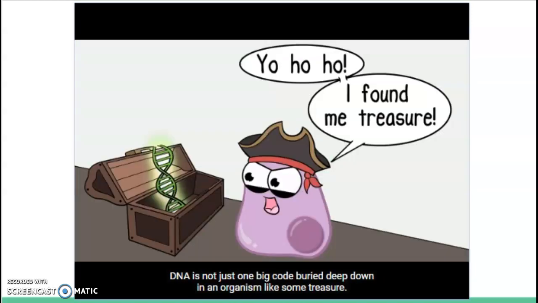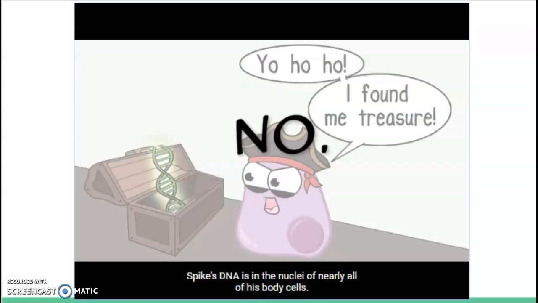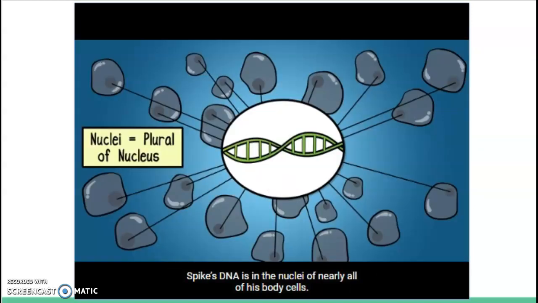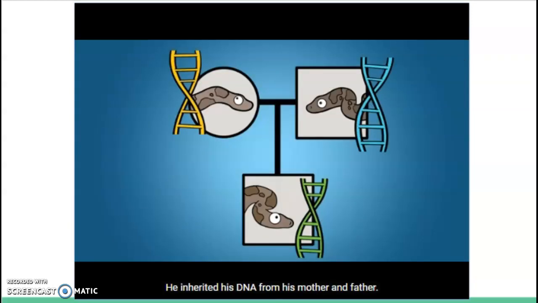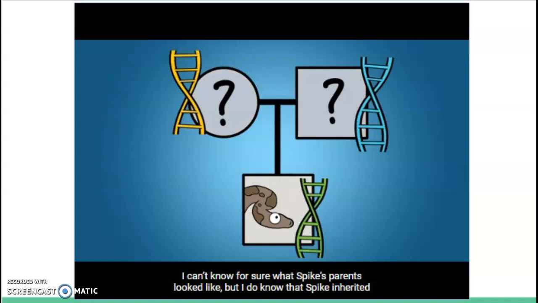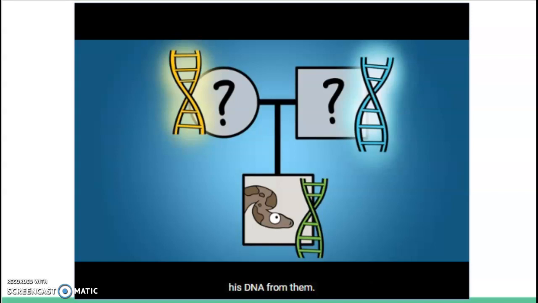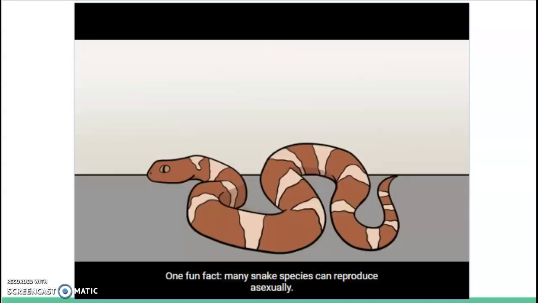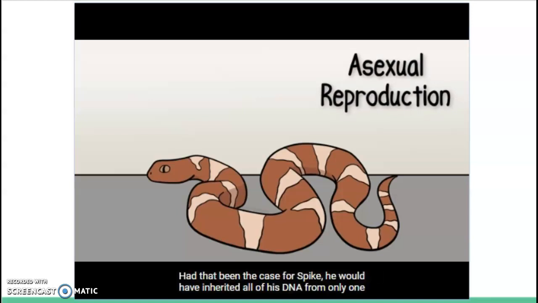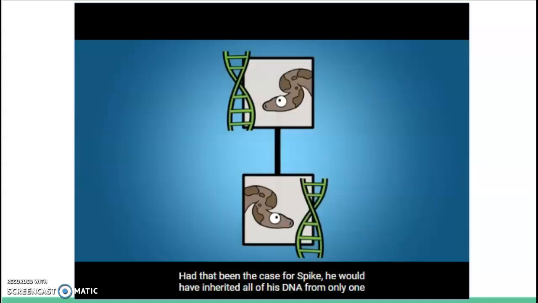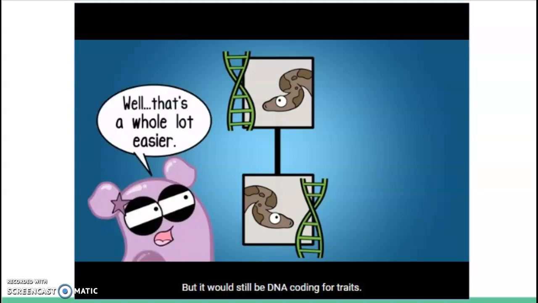DNA is not just one big code buried deep down in an organism like some treasure. Spike's DNA is in the nuclei of nearly all of his body cells. He inherited his DNA from his mother and father. I can't know for sure what Spike's parents look like, but I do know that Spike inherited his DNA from them. One fun fact, many snake species can reproduce asexually. Had that been the case for Spike, he would have inherited all of his DNA from only one parent. But it would still be DNA coding for traits.